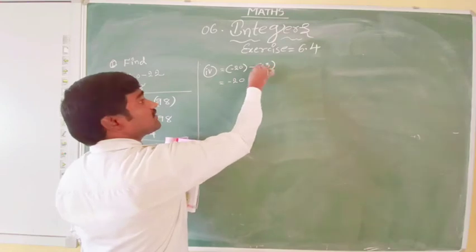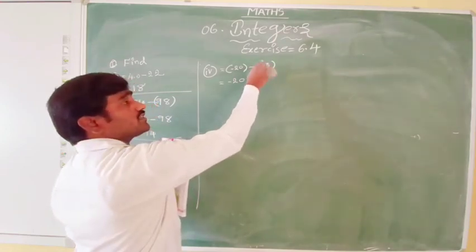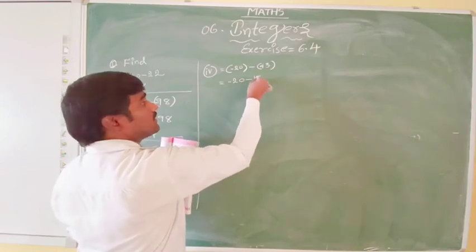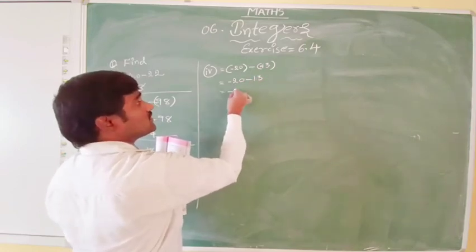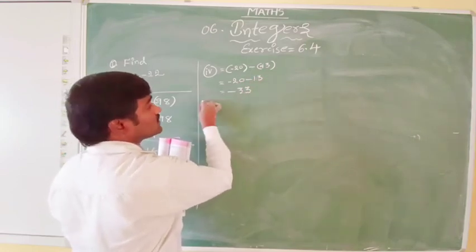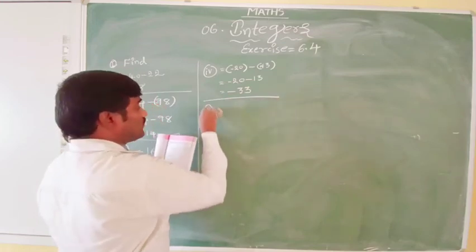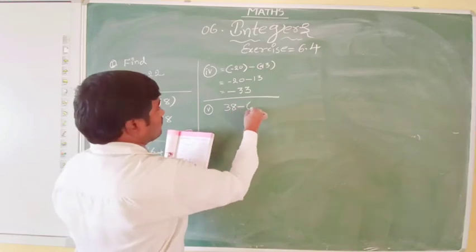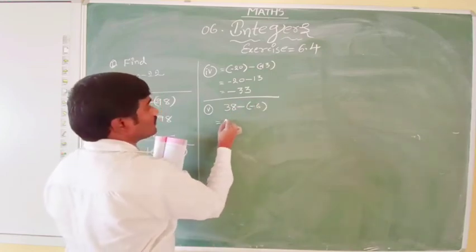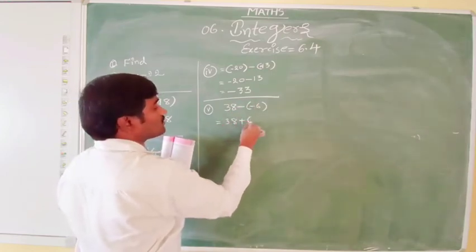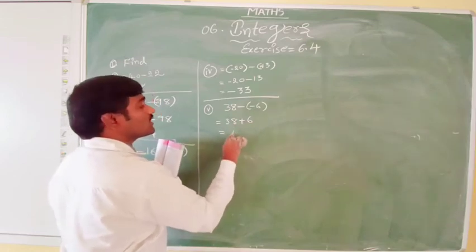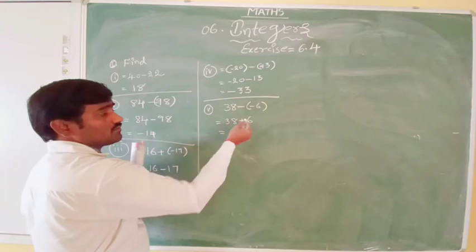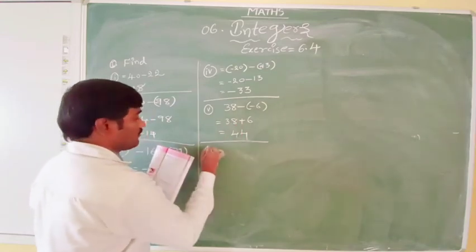Here plus 30, nothing but if there is no symbol before the number, it is always plus. Minus into plus is minus 13. Minus 20 minus 13, that is minus 33. Then the fifth question, 38 minus of minus 6. So here 38 minus into minus becomes plus, that is 6. So it becomes 38 plus 6, that is 44.